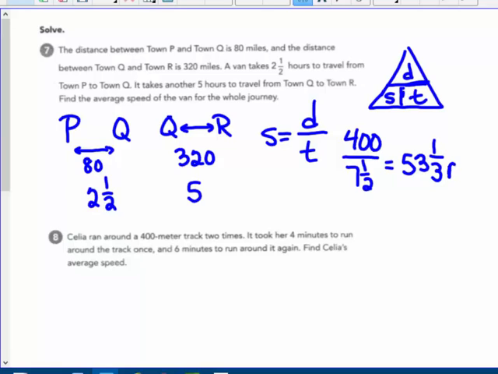You know, we would probably round that to 53 miles per hour. But it is 53 1/3, so I'm going to leave it at 1/3. 0.3 repeating is equal to 1/3. So I changed that 0.33333 to 1/3.